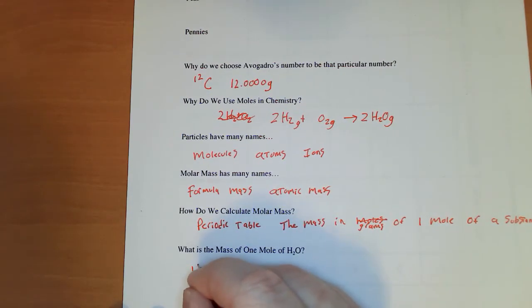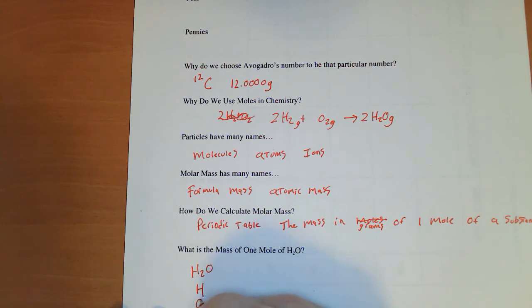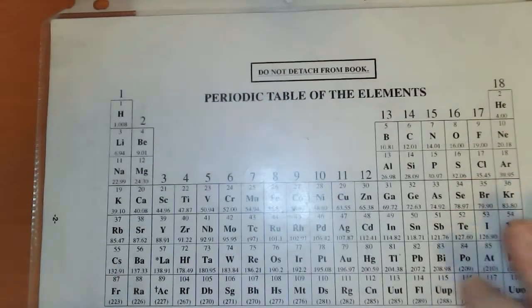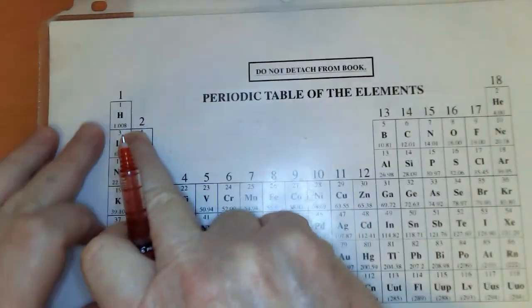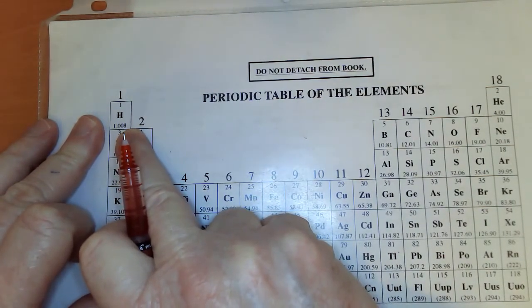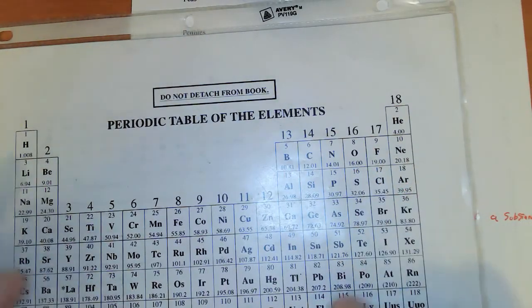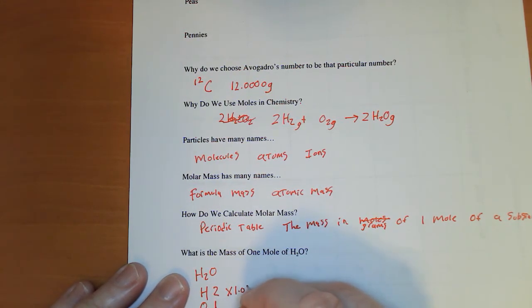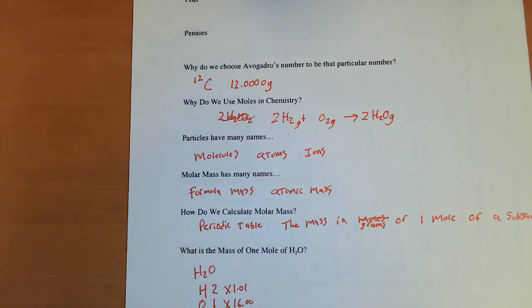Water has hydrogen and it has oxygen. There are 2 hydrogens and there's 1 oxygen. And now I bring in the periodic table. The mass for hydrogen is 1.01, we'll round it off. And the mass for oxygen is 16.00. So 2 times 1.01 and 1 times 16.00. And when we add that up, we get 18.02. And our units will be grams per mole.